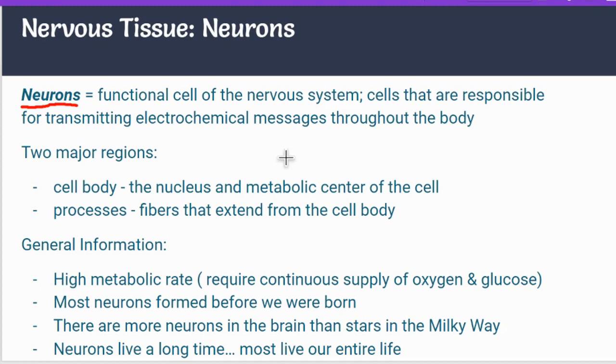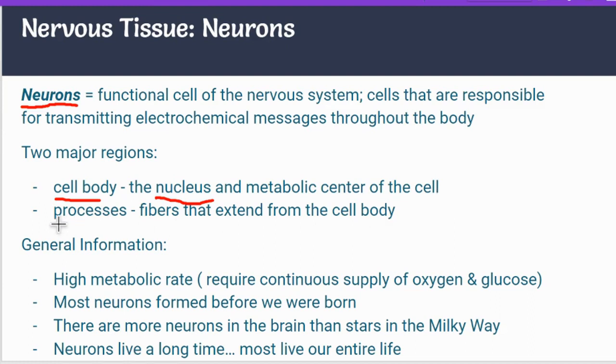So it's the neurons that are sending these electrochemical messages throughout the body. There's two major regions of a neuron. You have the cell body, which contains the nucleus of the neuron or the cell. It's the metabolic center of the cell, so it's controlling all the chemical reactions. It's controlling all the molecules, the proteins that are built. It's basically the control center of that individual cell or neuron.